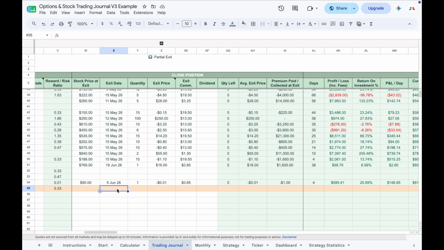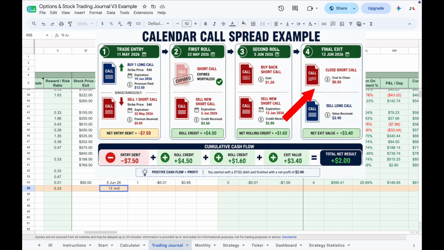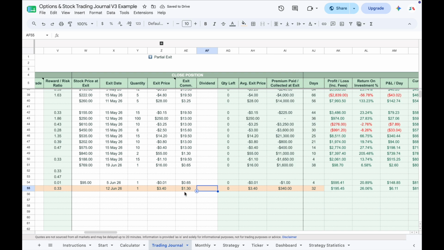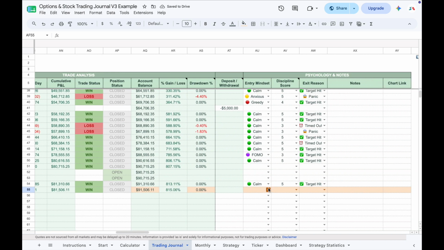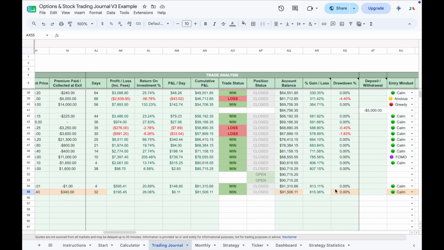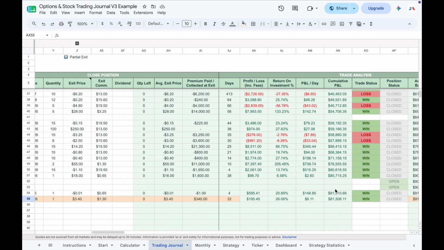Once the position is completely closed, enter the stop price at exit, exit date, number of contracts, exit price, and exit commission. You can also document your trading psychology and notes such as your entry mindset, discipline score, exit reason, and any lessons learned from the trade. Recording the entire trade in a single row keeps everything organized while making analysis much easier.